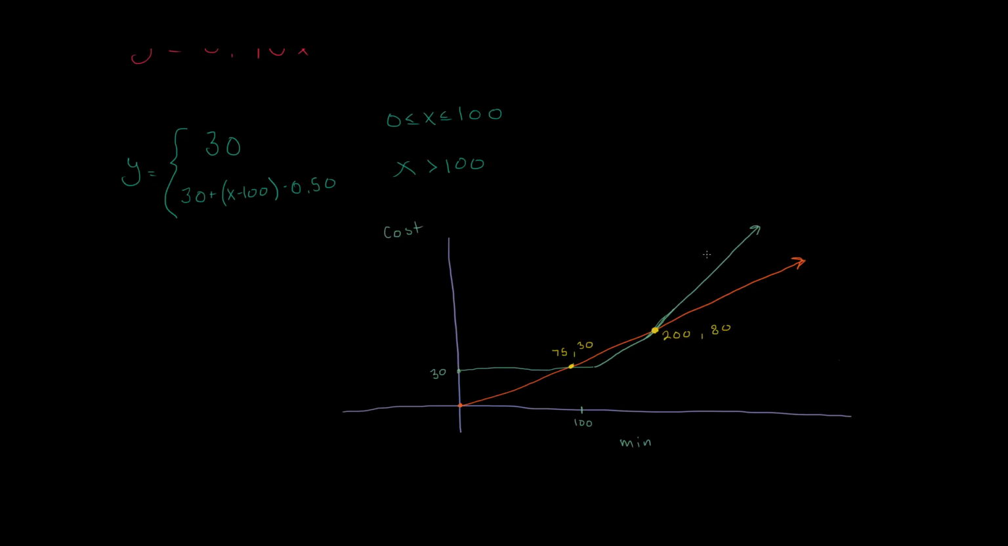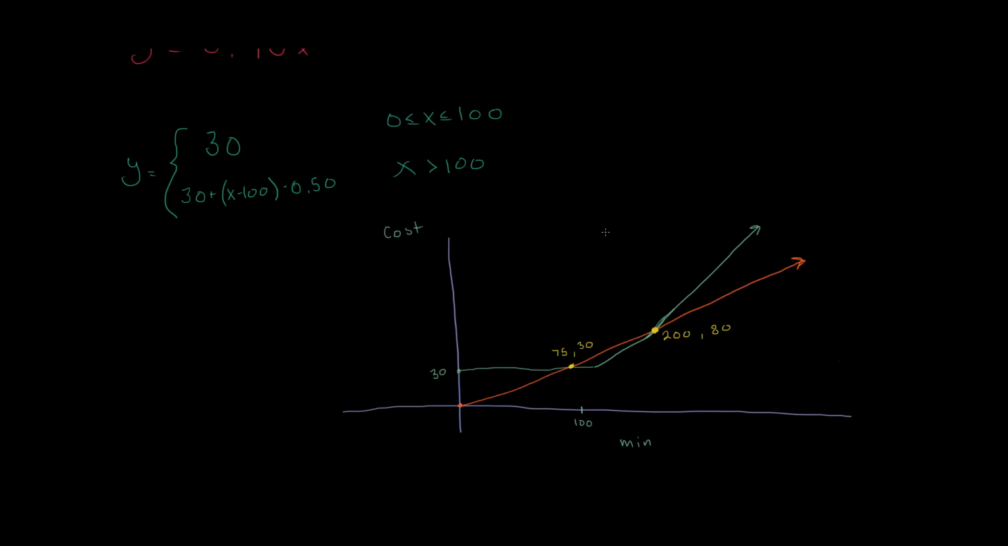So what do these intersections mean? Well, those intersections are just the time points where the cost for the two plans is identical. So let's say you only talk for 75 minutes per month. Well, in that case, it doesn't matter if you pick plan A or plan B, because either way, you'll just pay $30. Same thing for 200 minutes. If you talk for 200 minutes, then regardless of whether you pick plan A or plan B, you're still going to be charged $80.